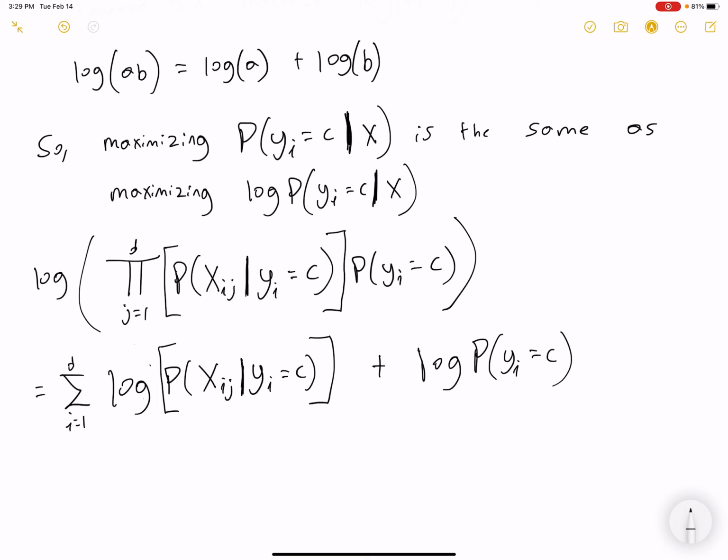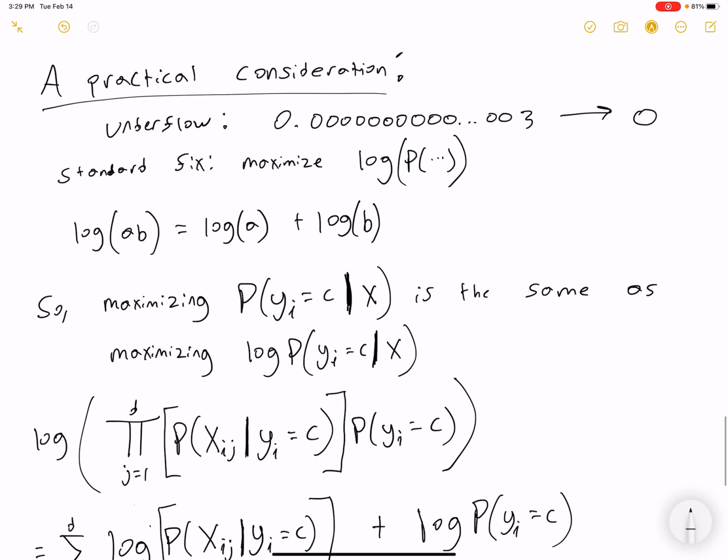Wait, here, and then here. Is that supposed to be J equals 1 to D? Yes. I don't understand what this has got to do with what you wrote on top of the underflow. What has that got to do with the log? So basically this statement, maximizing the probability is the same as maximizing the log of the probability. And therefore, the log rule allows us to add everything up.